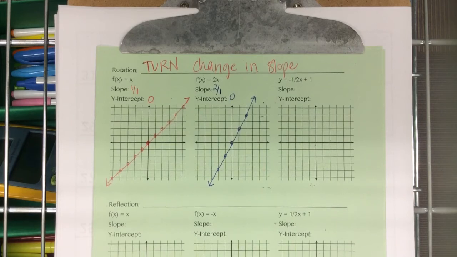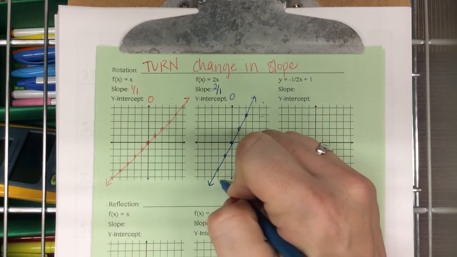And let's talk about this graph. It has a positive slope, correct? It goes up to the right. But what happened to the graph? It turned, making the graph what? What's a vocabulary word you could say about it? What does slope measure? The angle of it. We call it the steepness. It's steeper.